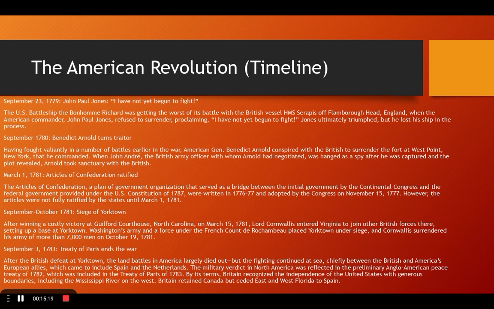The military verdict in North America was reflected in the preliminary Anglo-American Peace Treaty of 1782, which was included in the Treaty of Paris of 1783. By its terms, Britain recognized the independence of the U.S. with generous boundaries, including the Mississippi River on the west. Britain retained Canada, but ceded East and West Florida to Spain.